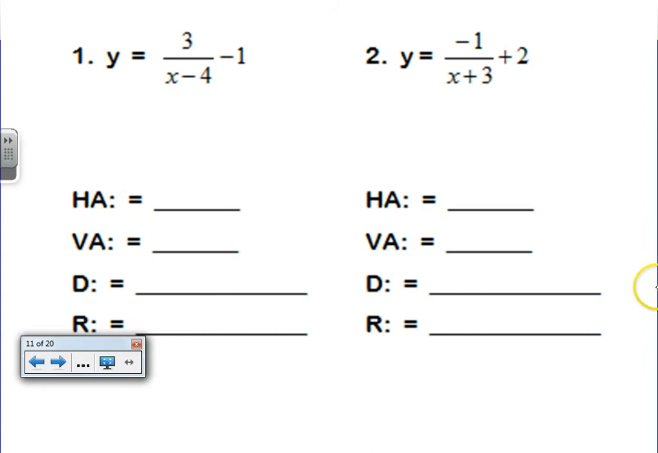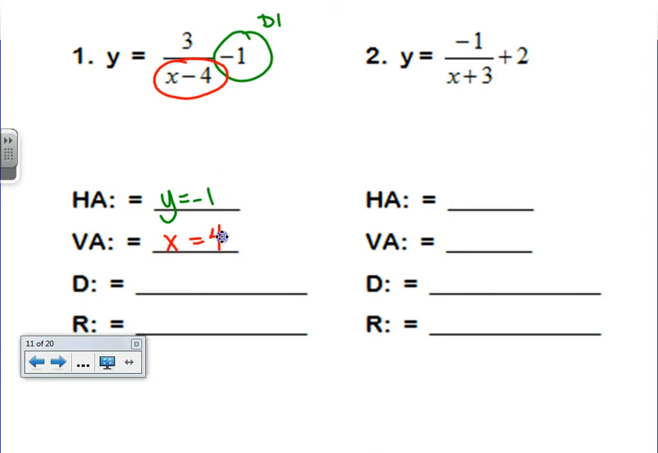So first, think about your horizontal asymptote and which one of these values affected your horizontal asymptote. Remember, the up and down shifts, the vertical shifts, affect your horizontal asymptote. So since this was shifted down 1 unit, that means your horizontal asymptote is now at y equals -1. The horizontal shift will affect your vertical asymptote because that's what moves a vertical line. So your vertical asymptote is x equals 4.